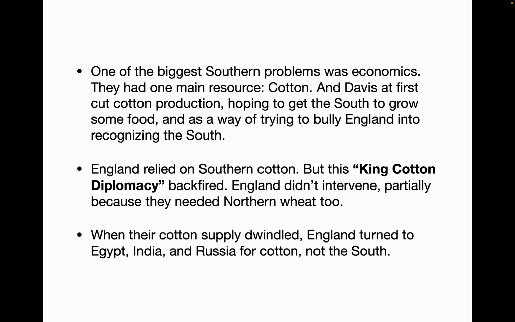England ended up not intervening, partially because England was anti-slavery at this point, and so they weren't interested in recognizing a nation that enslaved people. But also partially because they needed northern wheat just as much as they needed southern cotton. And so when southern cotton dried up, England turned to Egypt and to India and to Russia instead, not to the South.